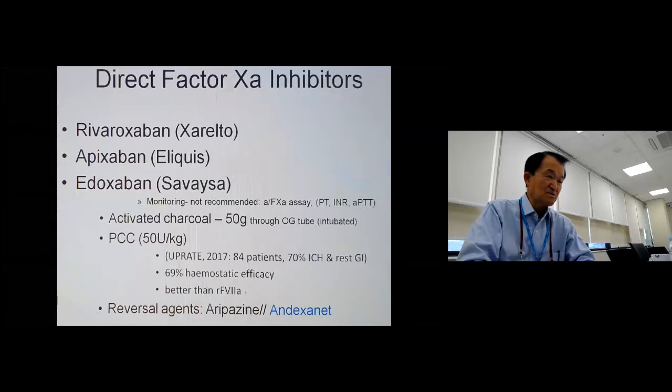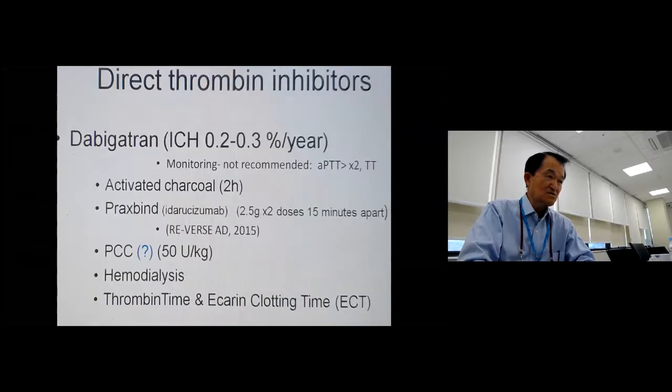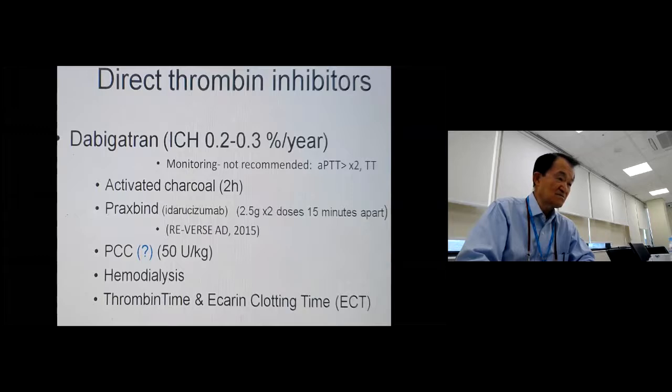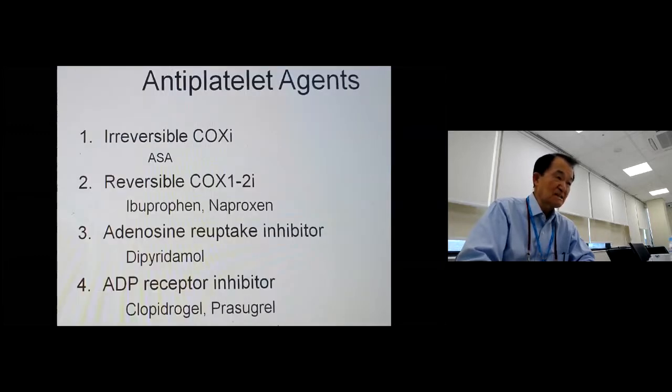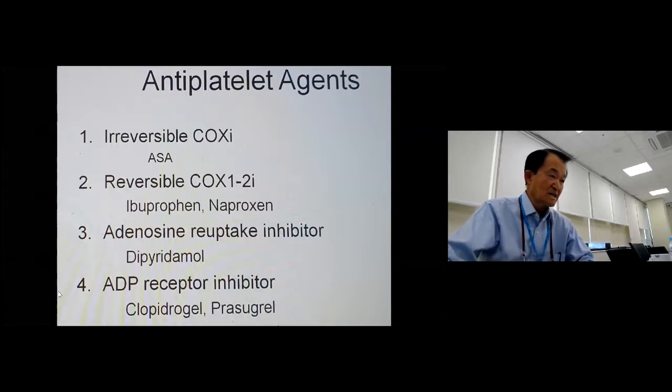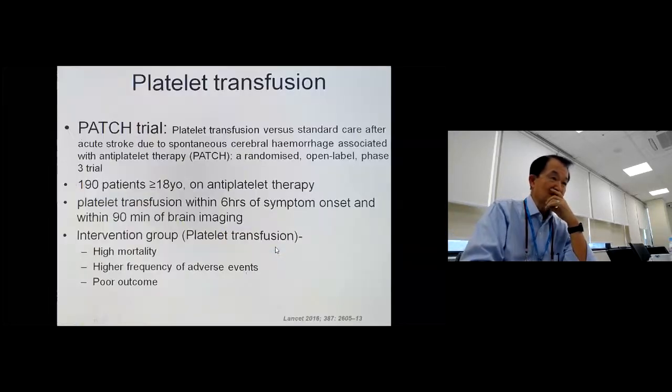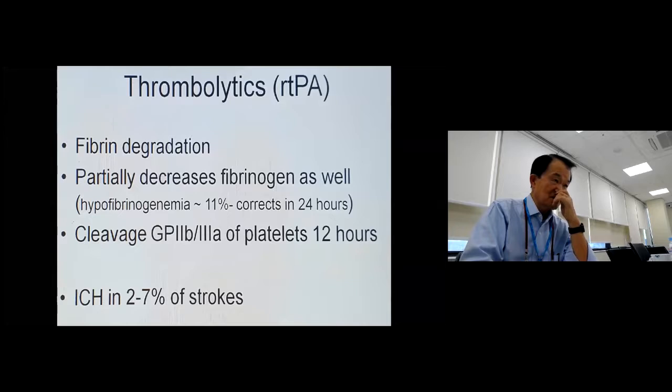So this kind of new agent to inhibit factor 10A has been used for, and then direct thrombin inhibitor also used for antiplatelet therapy. So aspirin, dipyridamole, adenosine reuptake inhibitors, these kinds of things are also used for it. Platelet transfusion has been used, and thrombolytic for acute, usually acute arterial.